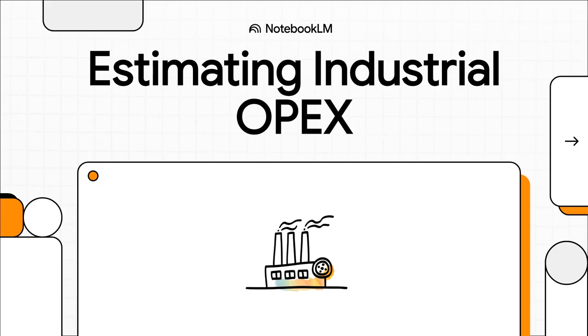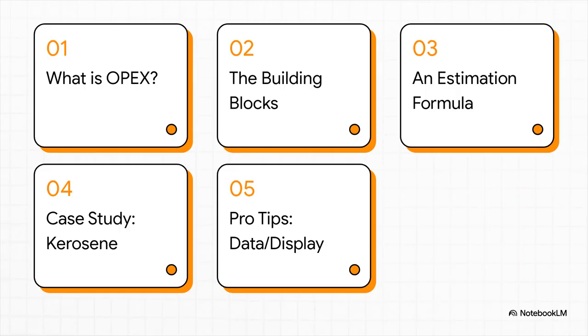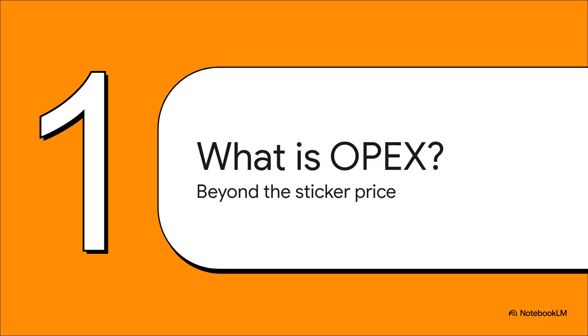and finance, OPEX, or operating expenditure. So here's how we're going to tackle this. First, we'll cover the basics. What is OPEX? Then we'll break it down into all its little pieces. After that, and this is the really cool part, I'm going to show you a powerful formula that gives you a solid estimate fast. We'll even test it out on a real-world jet fuel plant. And to wrap things up, we'll get into some pro tips on where to find your numbers and how to make them look good.